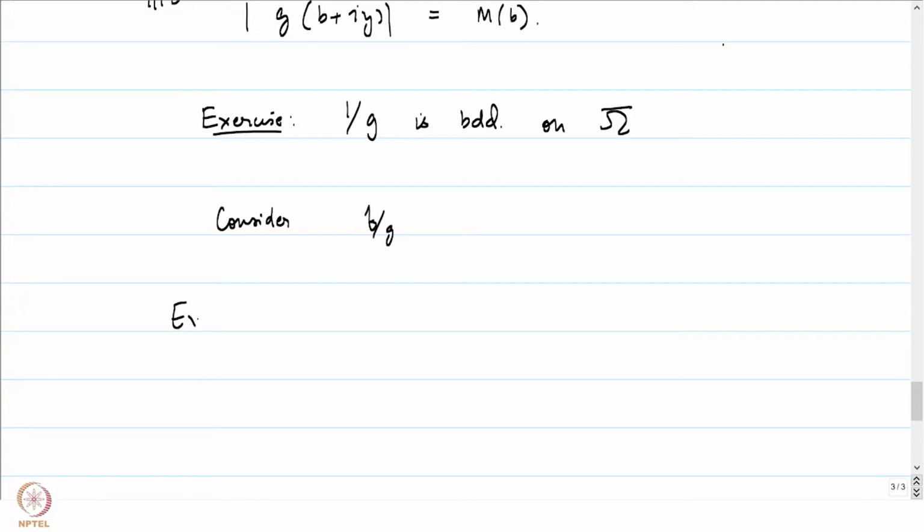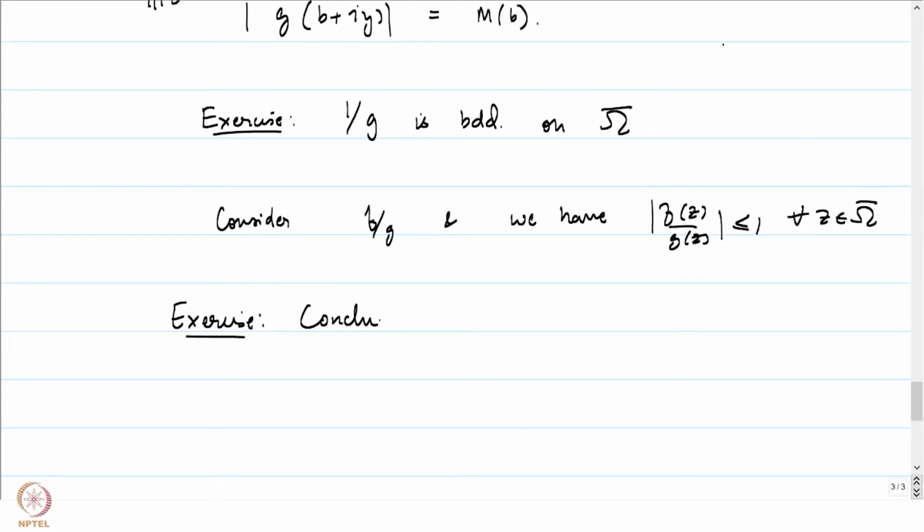So let me just leave that as an exercise, and we have the absolute value of f of z by g of z is less than or equal to 1 for all z in omega bar. Conclude the result in the general case.